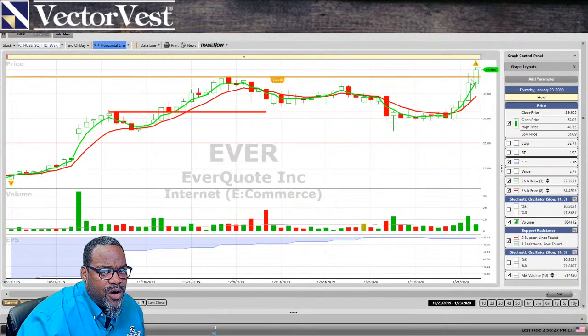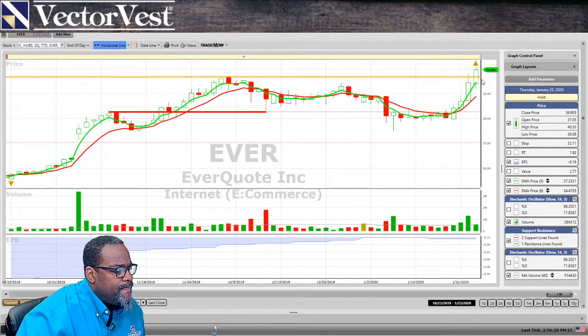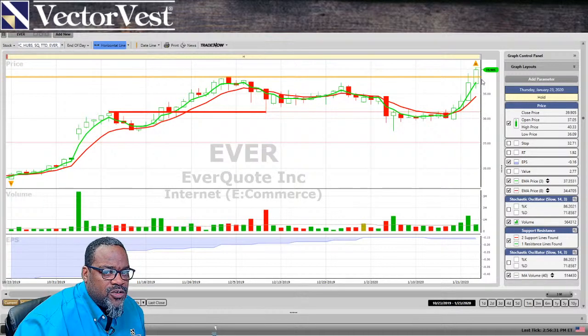You know what I'm looking for tomorrow? What am I looking for tomorrow? Type it in the room. I like that the 3 and the 8 crossed about 4 days ago. The stock broke through this level of resistance. What am I looking for tomorrow? Somebody type it in the room.